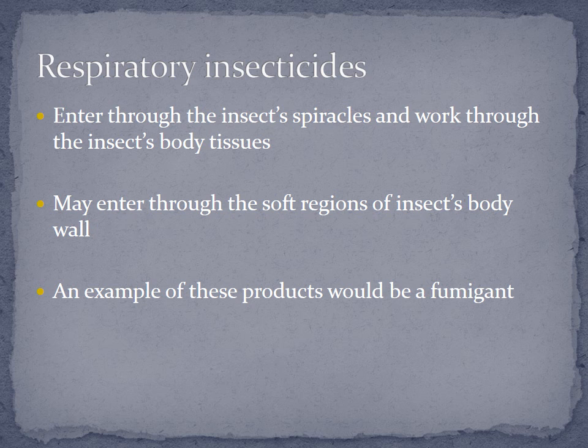A great example of these products would be a fumigant. So obviously if you used a gas like Vikane or whatever the case may be, this gas is going to enter basically right through the spiracles, and as the insects try to breathe, they're going to breathe in this product, and it's just going to shut down their whole system through their body tissues.